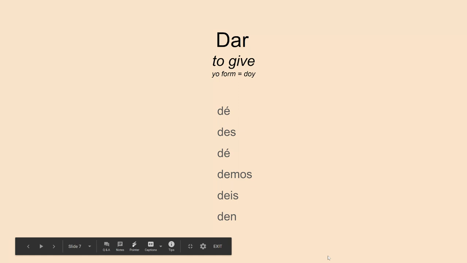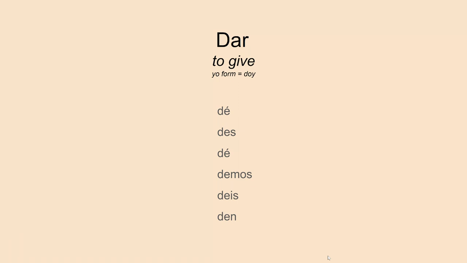Dar, to give. The yo form in the present is doy. So you see that doesn't fit our pattern of just deleting an O. The yo form is dé. Notice that the yo and the él forms have accent marks so that they do not look the same as the word of or from. Dé, des, dé, demos, deis, den.